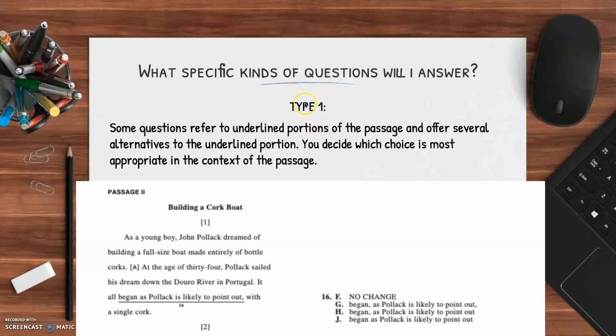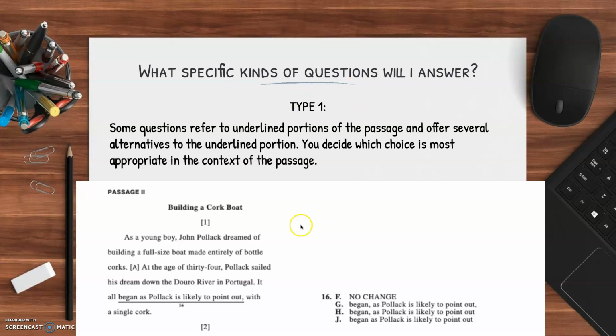Now let's dig in and look at the specific kinds of questions you'll be answering on the English section. This section is a little bit more complicated in terms of its format compared to some of the others on the ACT. So it's really important that we take the time to understand exactly what kinds of questions can be asked of us so that we spend our effort actually answering them rather than trying to figure out what to do.